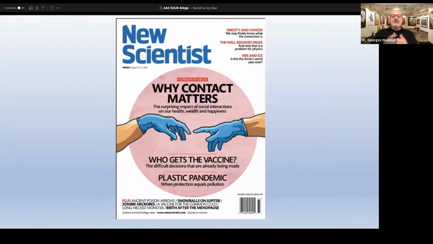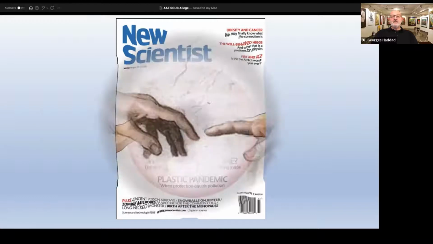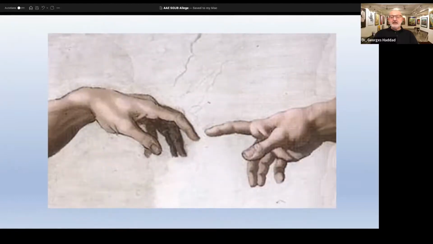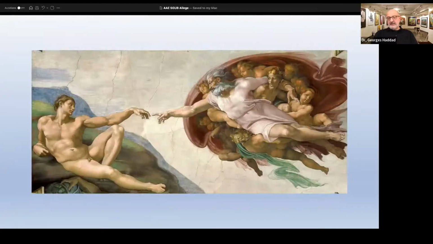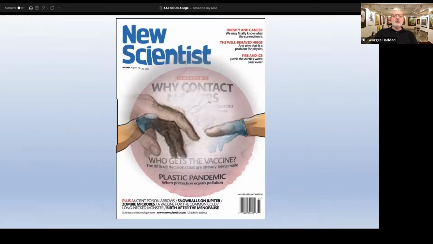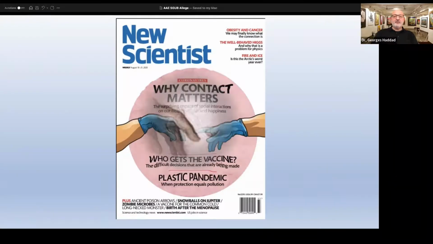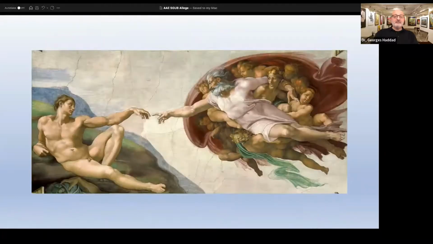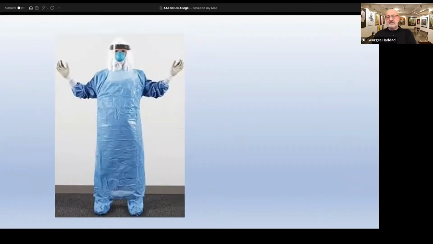But if you think about it, where did this come from? Well, this came from here. This is actually the Creation of Adam in the Sistine Chapel by Michelangelo. So if you look closer here, we can see that this is what it is, and this is where the New Scientist got their cover. So first, no contact. You're going to tell me, but no contact is not enough.